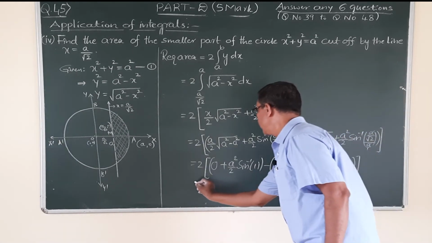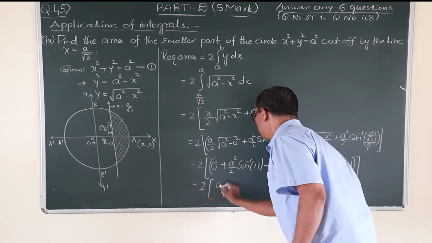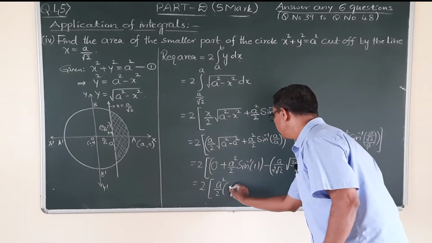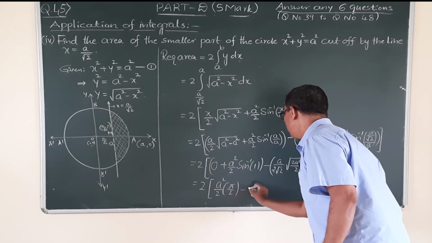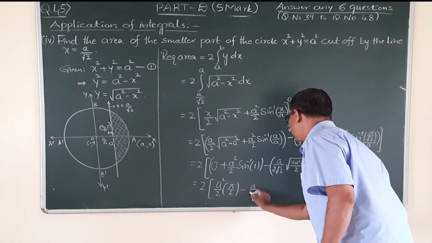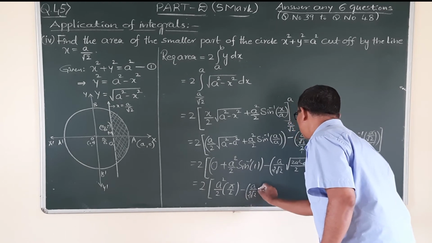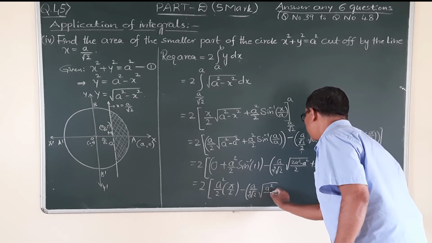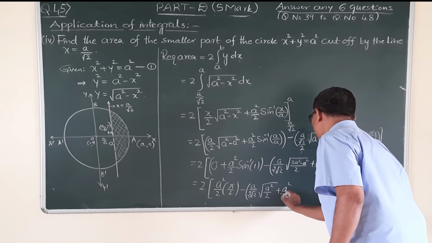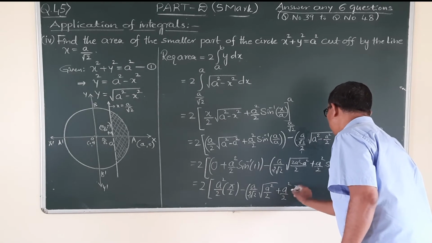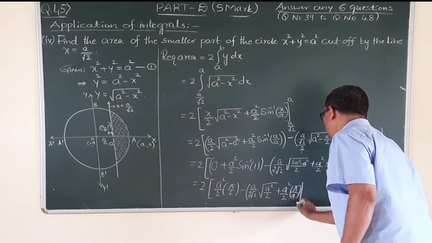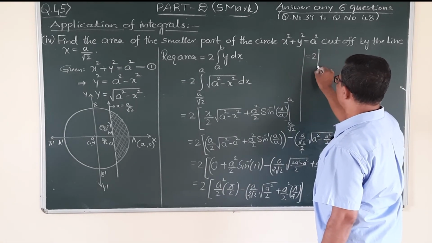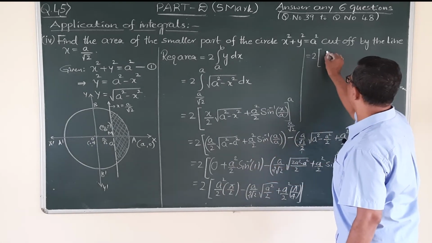Then further simplify, that is 2 into a square by 2 sine inverse of 1. Sine of which angle is 1? 90 degrees. Minus a by 2 root 2, 2a square minus a square, root of a square by 2 plus a square by 2 sine inverse of 1 by root 2. What is that angle? Pi by 4.